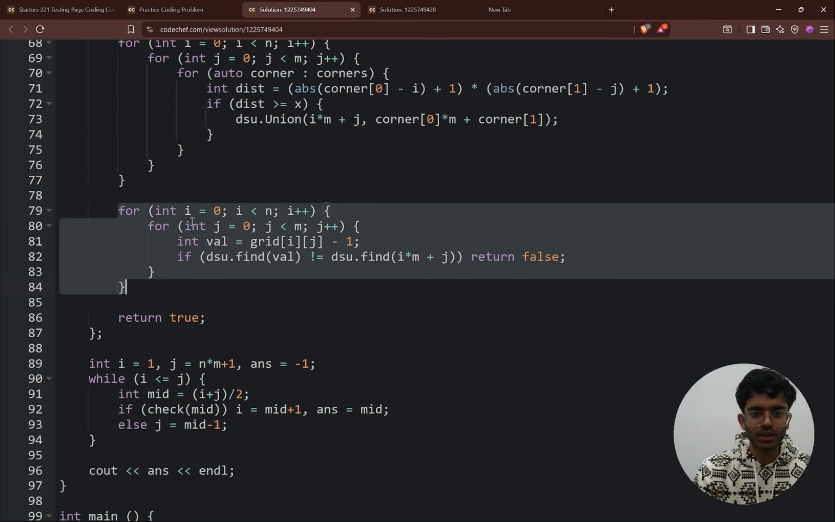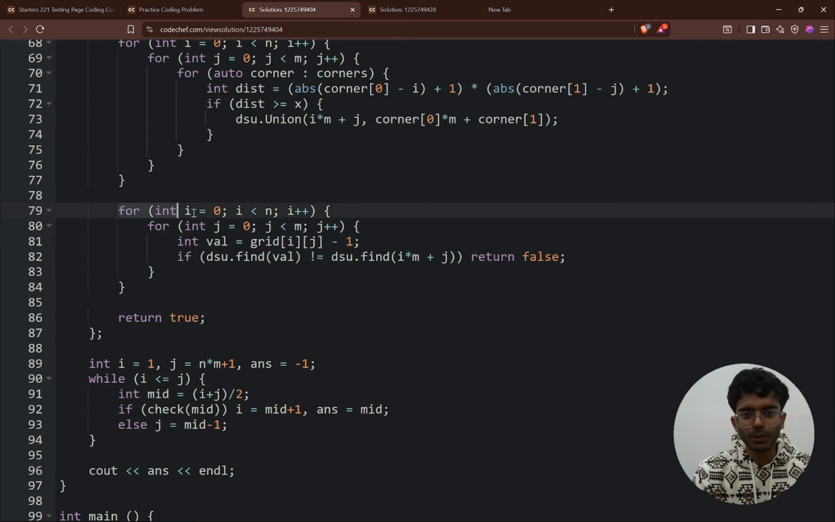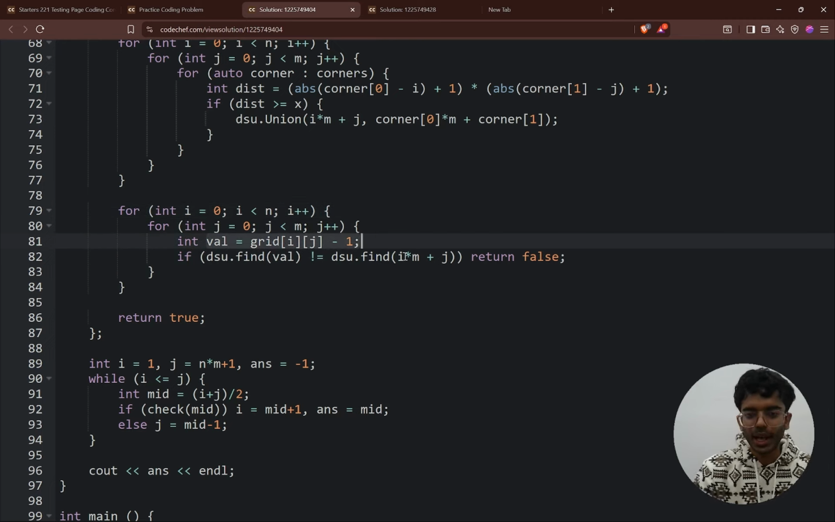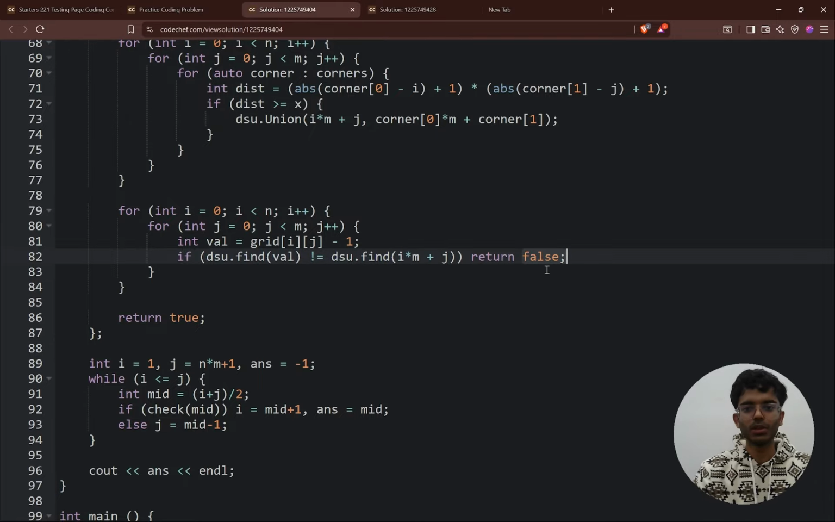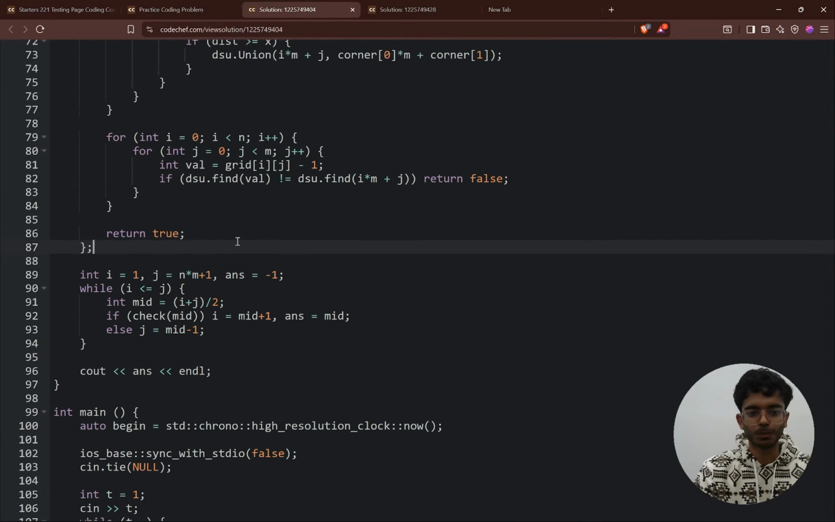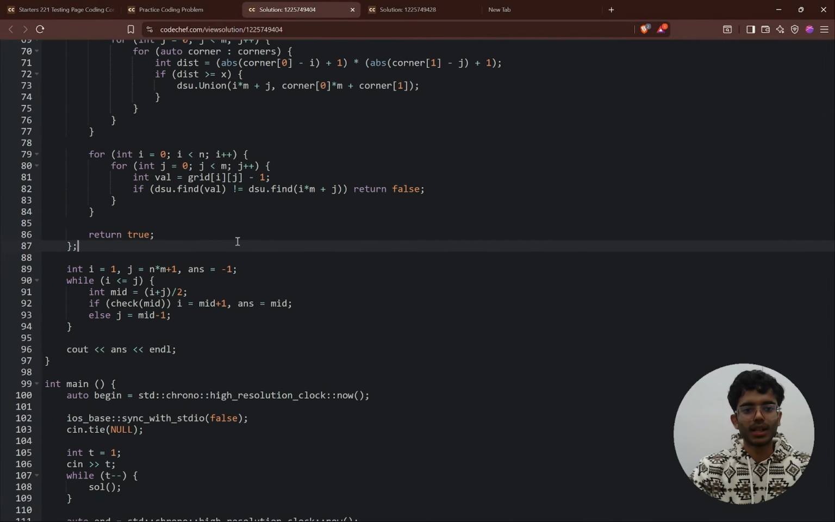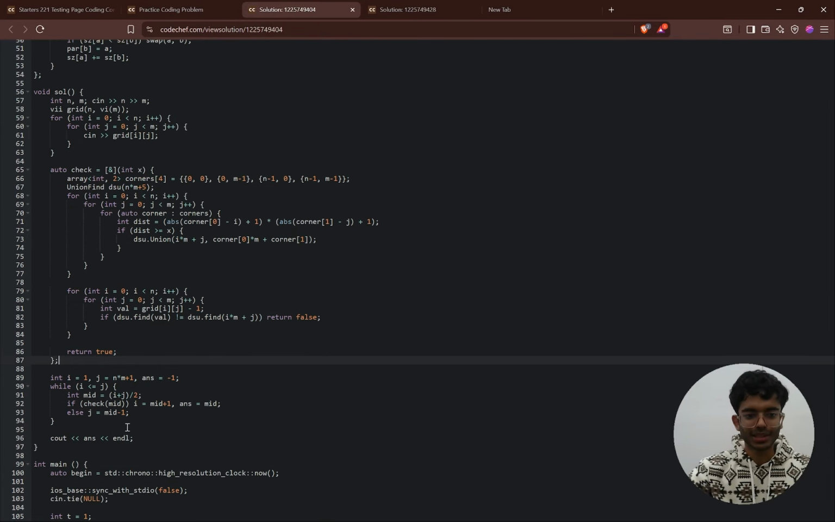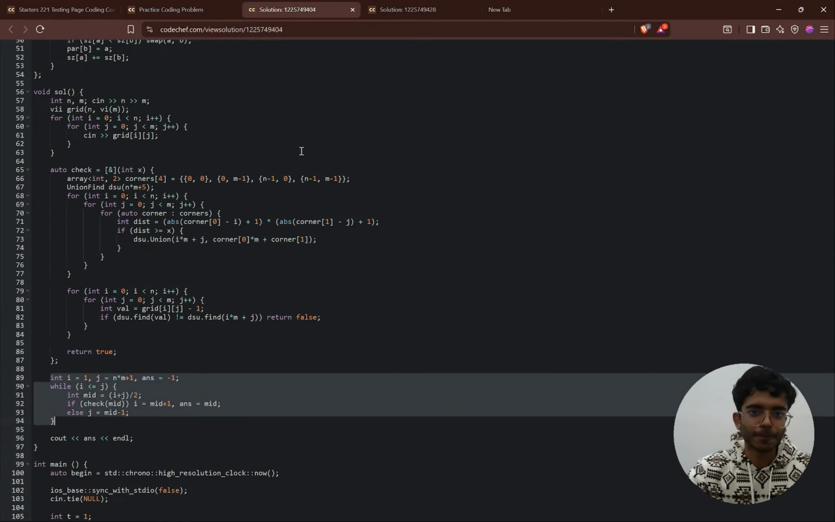Now here is our checking logic. For each node, if the value at that place and the node which needs to be present there belong to the same component, then we are good to go. If they belong to different components, we'll return false, that it is not possible to sort the grid given this value of x. Otherwise, we'll return true. And that's pretty much the whole solution. The time complexity is n into m log of nm, because this is nm and this binary search will add a log of nm component to it.